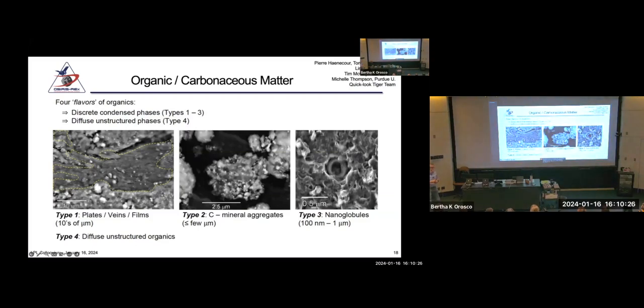We do see lots of organics and carbonaceous material throughout. Some of it is macroscopic, like these veins of very carbon-rich material here. We see mineral aggregates that seem to have interstitial carbon-rich material and abundant nanoglobules. You can see here, this is half a micron, 500 nanometers in size, these spheres of carbonaceous material. Sometimes there are components inside, sometimes they appear to be hollow. We also see diffuse, unstructured organics throughout the phyllosilicates. You can't really pin them down, but you get a carbon signal during analysis.